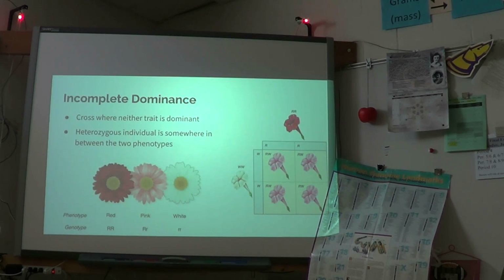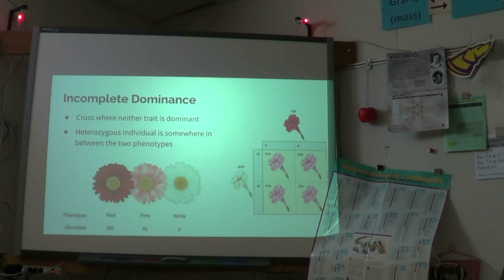Well, no, it's not. Because we can take this pink flower, RW, and cross it with another RW pink flower. When we cross the heterozygous flowers, we get pink, so pink and pink make pink. But what also came back out is red and white.